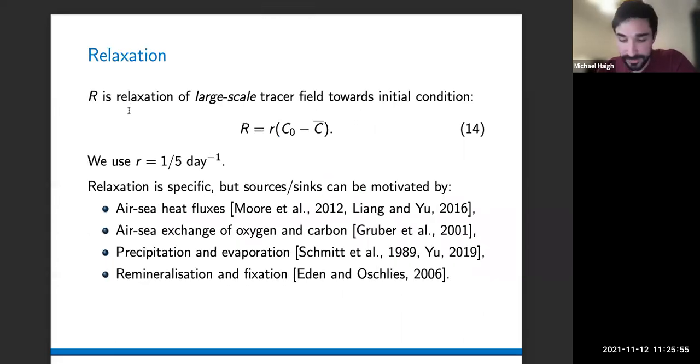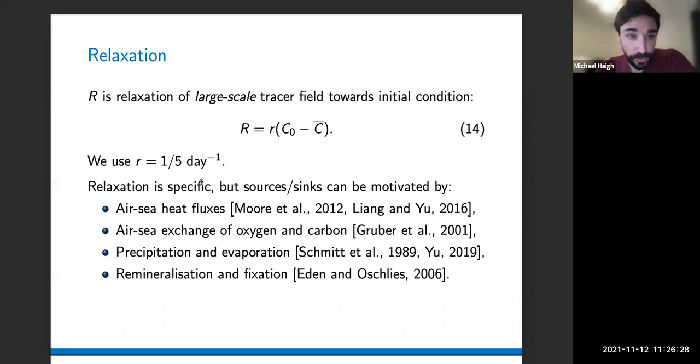If you recall, on the right-hand side of the tracer equation, there was this extra term, a relaxation. Specifically, it's a relaxation of the large scale part of a tracer field back towards its initial condition. For this, I use a relaxation rate, which has a time scale corresponding to 5 days. I've looked at, over the course of doing this research, a whole range of different relaxation timescales, and all of the conclusions that I'm going to talk about today are independent of this choice of the relaxation rate.